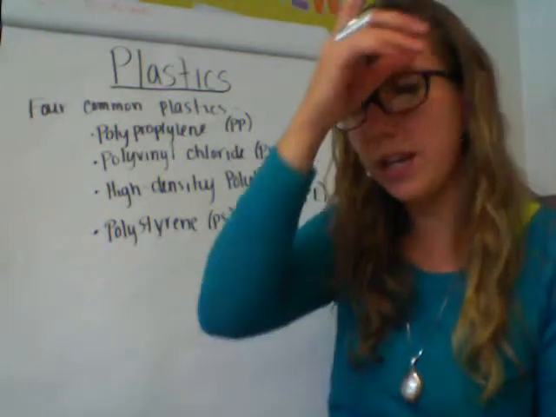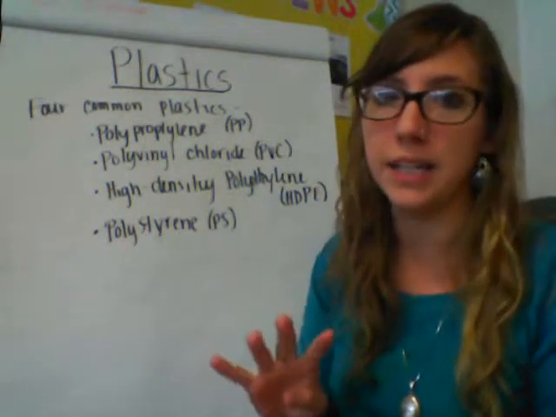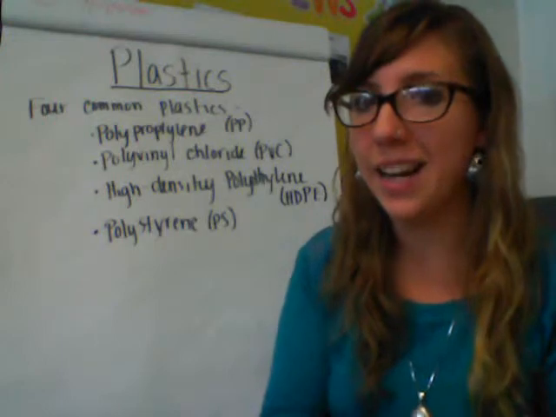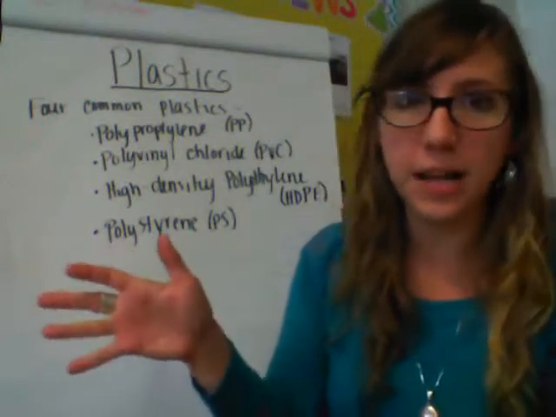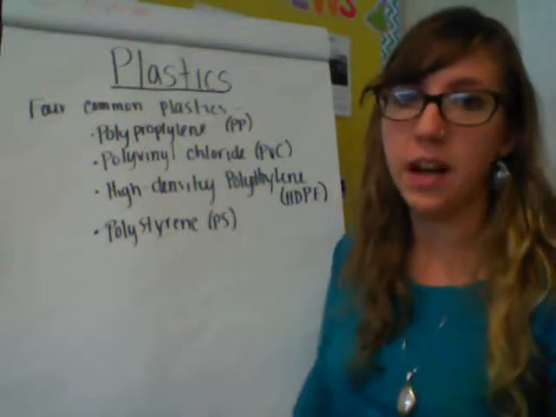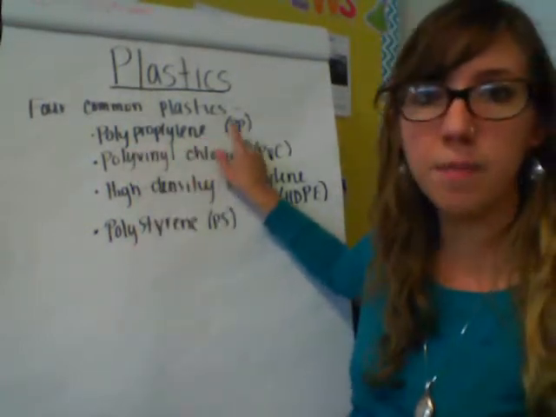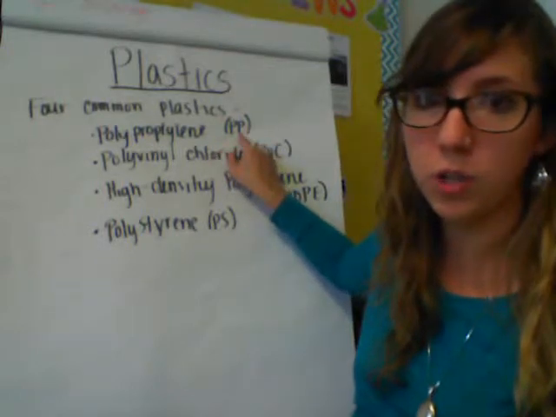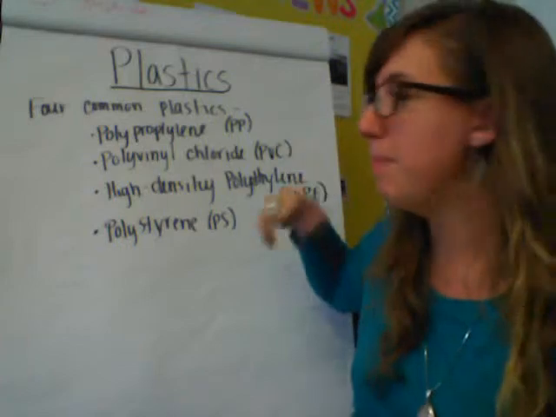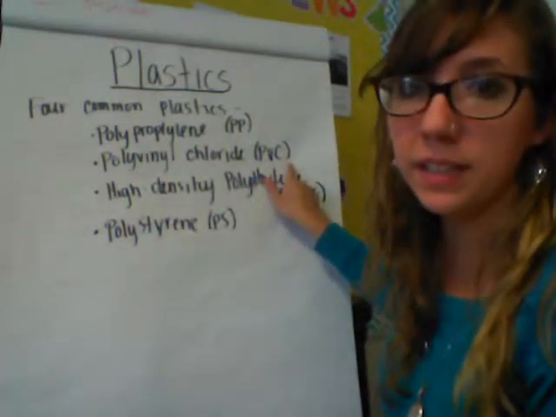Okay, so what you really need to get out of this is that there are 4 main kinds of plastic, and this is what you're really going to be looking at today. There are many other kinds of plastic, but these are primarily the 4 that you're going to see pretty often. So polypropylene, or PP for short, which is what you can use in your lab. Okay, polyvinyl chloride, or PVC.